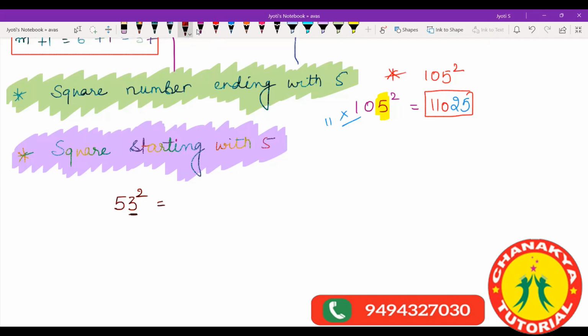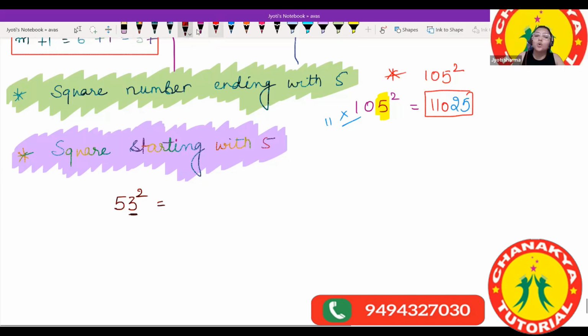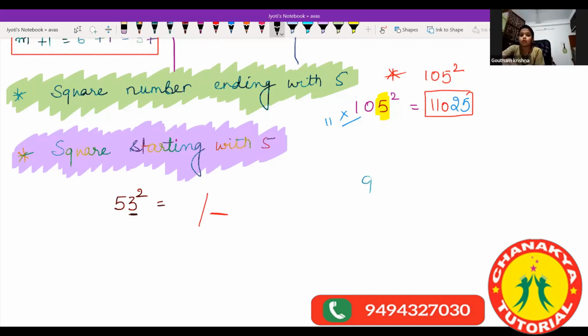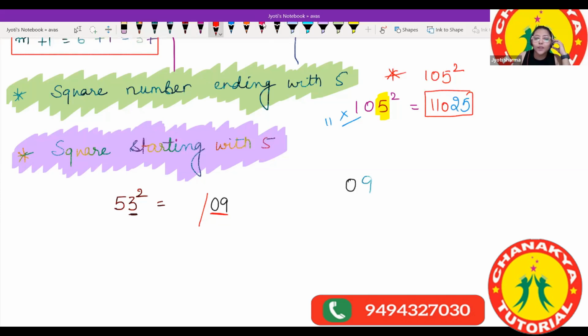9. Okay, ma'am, one more thing. Whenever you are writing your first part of the answer, you have to write it in double digit. But 3 is a single digit. How can you make this 3 a double digit number? 09. So we are going to write 09. Now the next thing, you need to multiply 5 by 5.